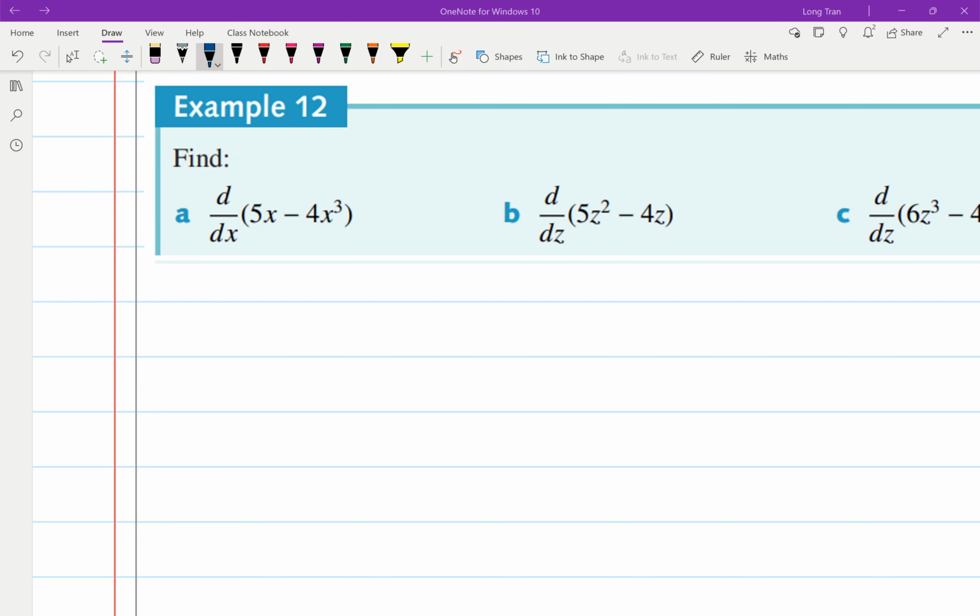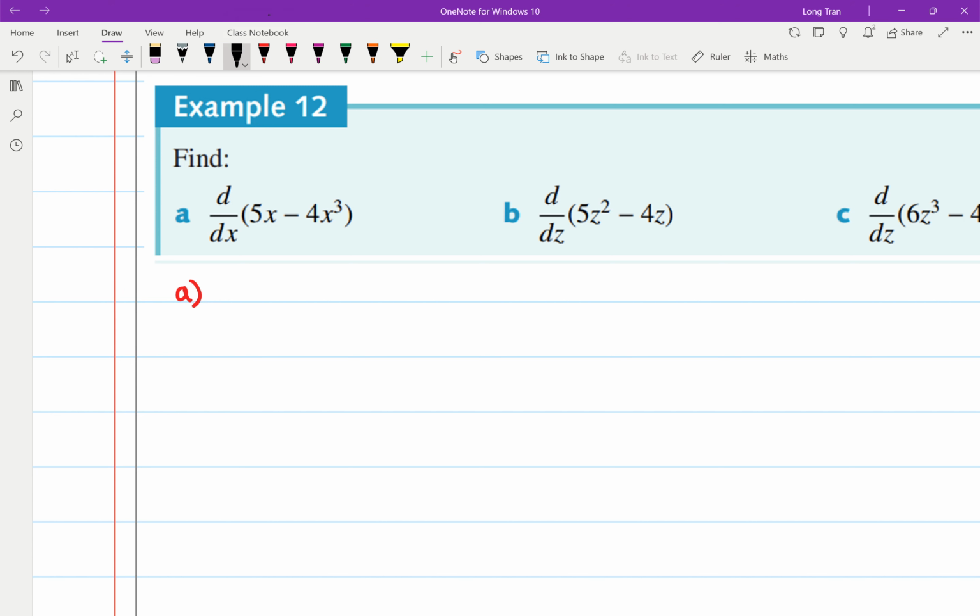Hey there, year 11s. We're now going to be doing this example here. We're going to find the derivative. So here we go. We've got a first part A. We're trying to find the derivative of, and this is called an operator notation.